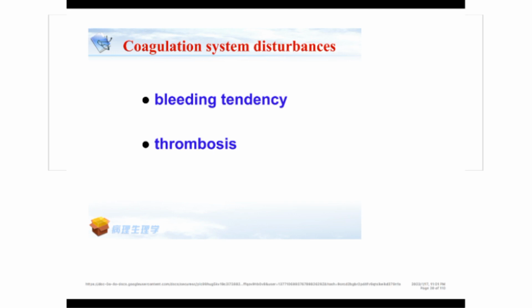If there is excessive production of the factors that don't like the blood to clot, that is the anti-clotting factors, we will have excessive bleeding, right? If we have excessive production of the factors that like the blood to clot, we will have thrombosis. We will have excessive coagulation in the body, right? So now let us start with the bleeding tendency first.